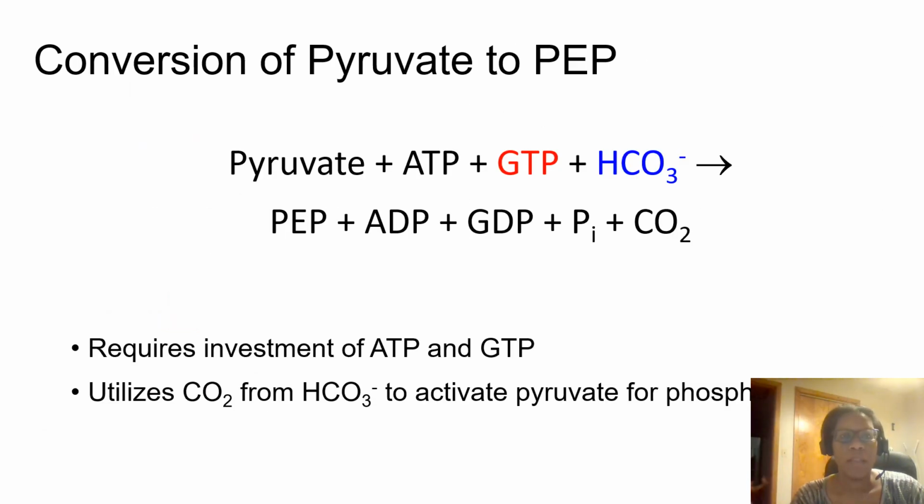To summarize, in order to convert pyruvate to PEP, we need 2 steps. And the net equation is that we have pyruvate, we must invest 1 ATP and 1 GTP and a bicarbonate, and then we get PEP, ADP, GDP, an inorganic phosphate, and CO2.